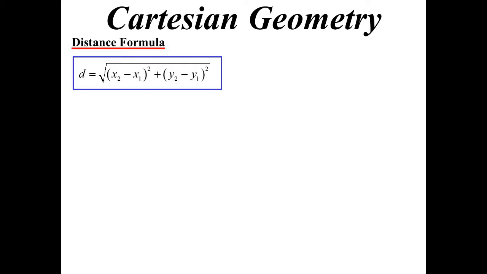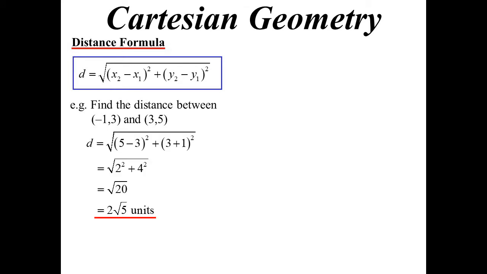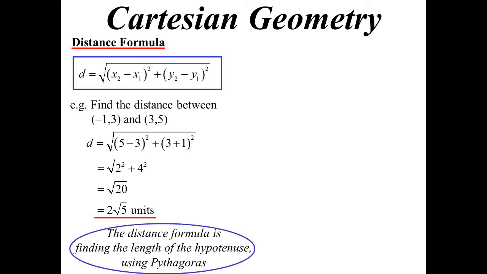D could be thought of as the hypotenuse of a right-angled triangle. You could create a triangle. The other sides would then be the difference in the x values and the difference in the y values. So if we wanted to find the distance, plugging it in, and there we go, we get 2 root 5 for that particular one. Okay, so to say, it's basically Pythagoras' theorem.